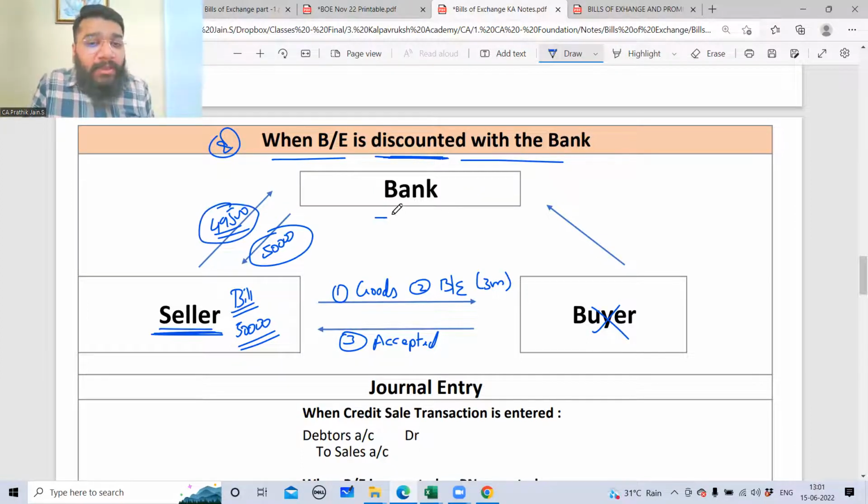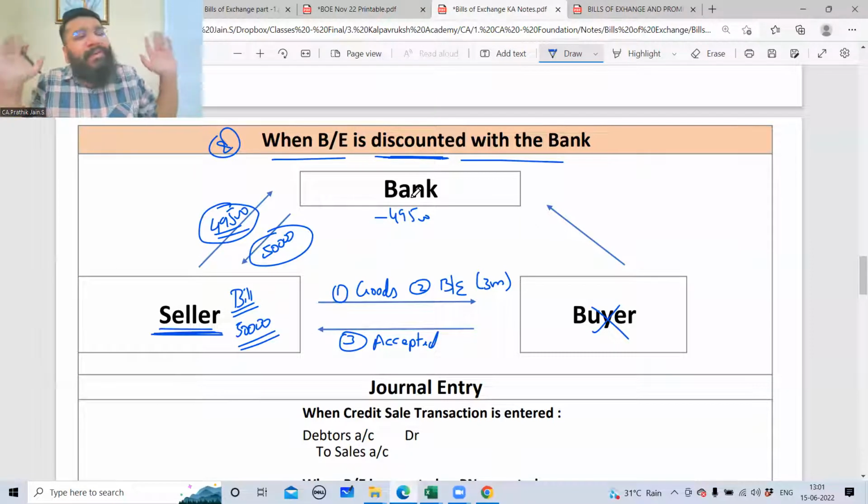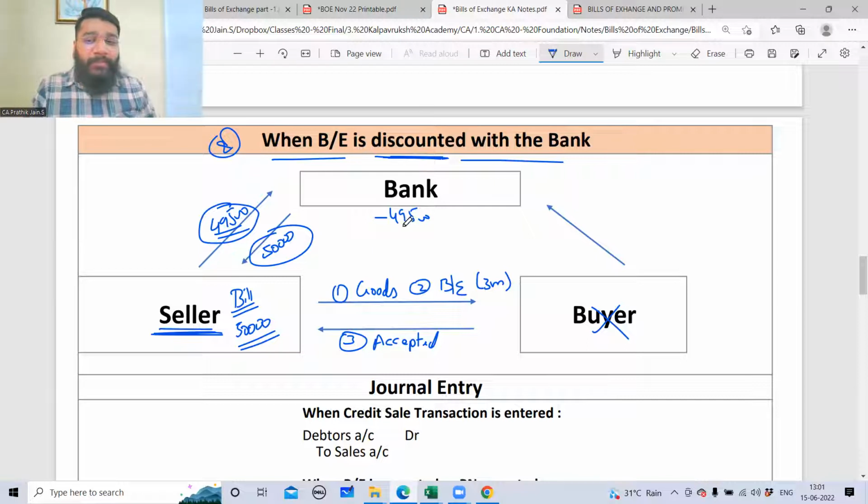So can I say from the banker's pocket, 49,500 is first gone? Then the banker will now happily wait till the date of maturity because he is not in need of money. No, he is having a lot of money. So he'll wait till the date of maturity. On the date of maturity, this buyer will make the payment to the banker.